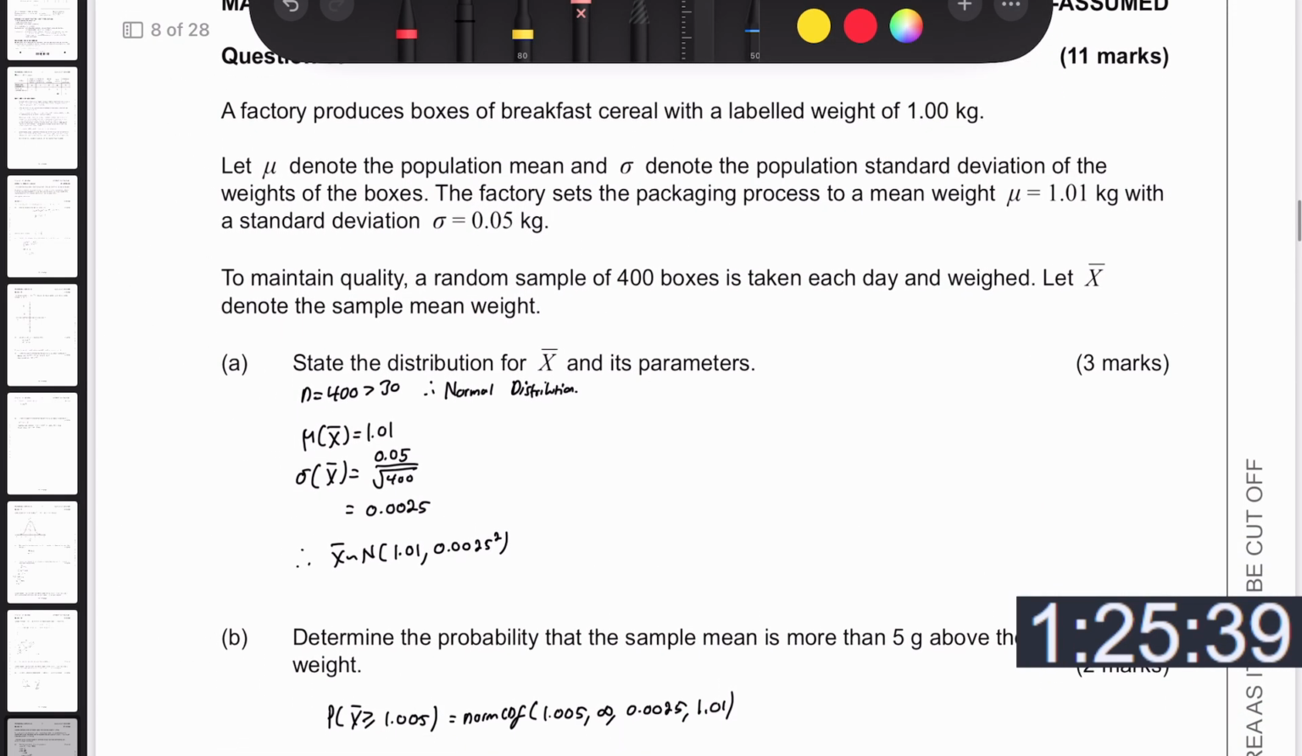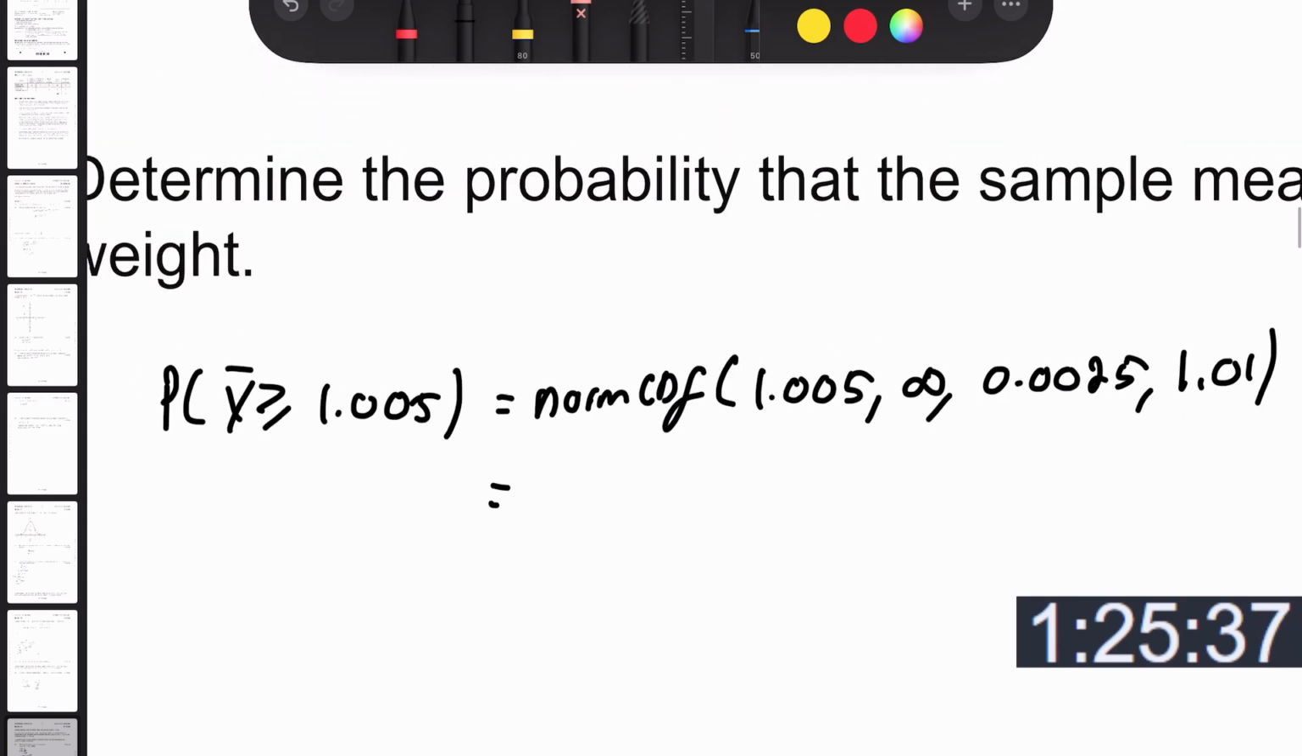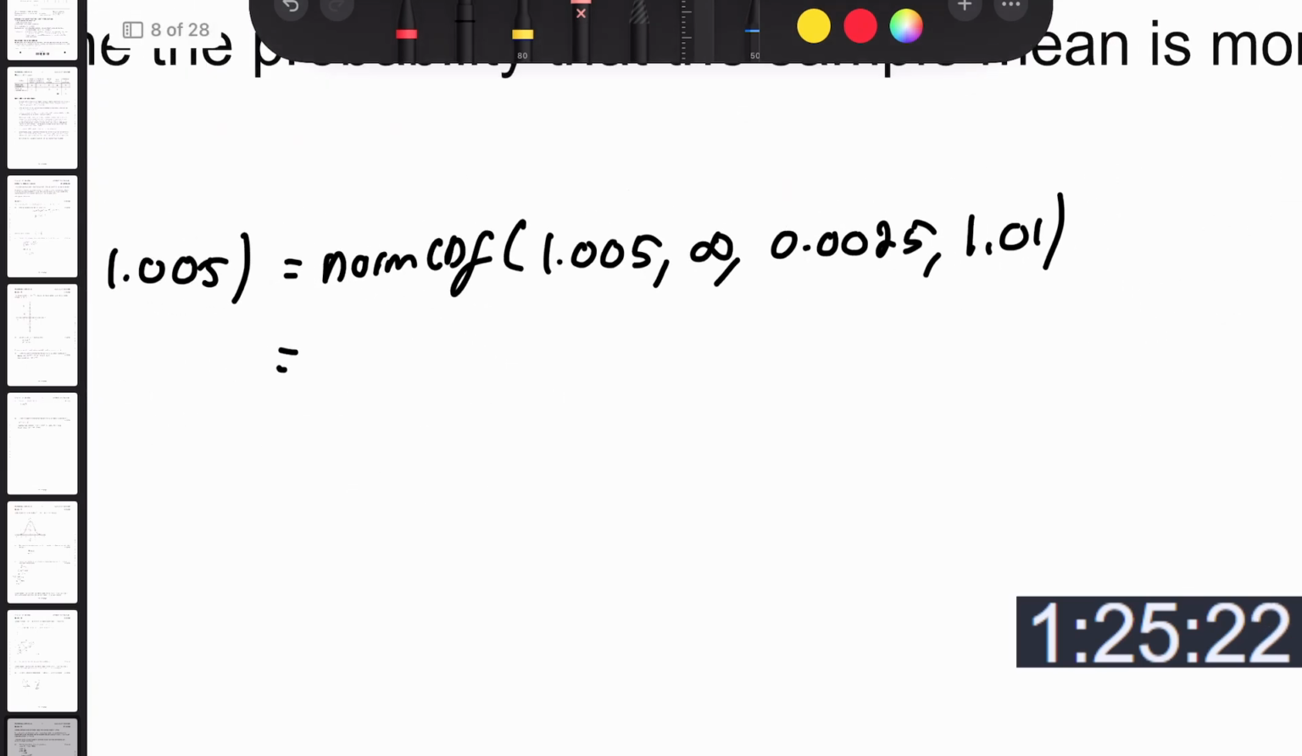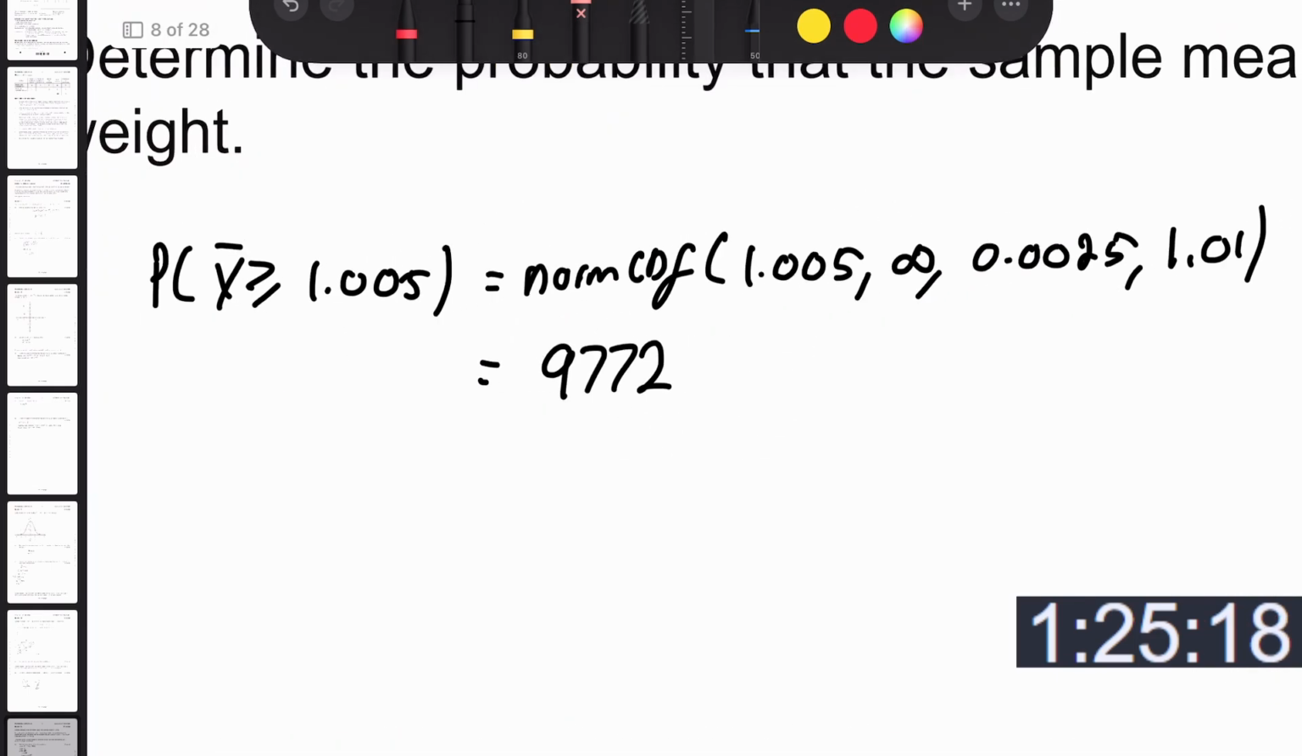Labeled weight is 1. Okay, so this is going to be equal to normal CDF, from 1.05 to infinity of 0.025 of 1.01. So 0.9772.